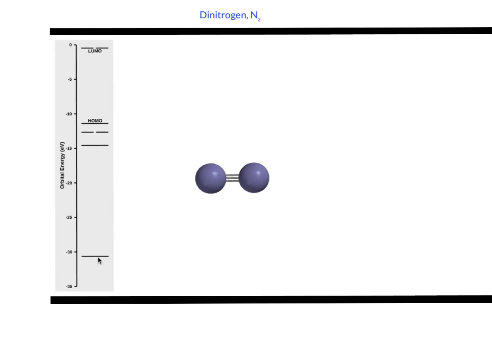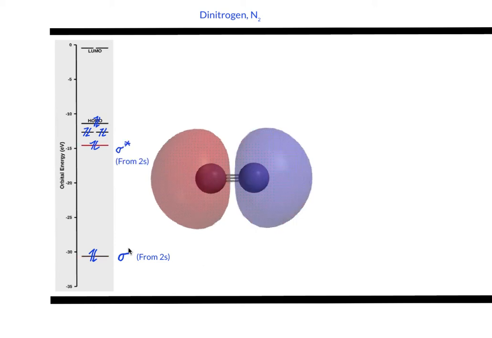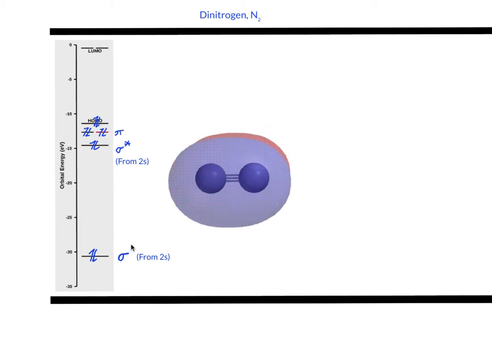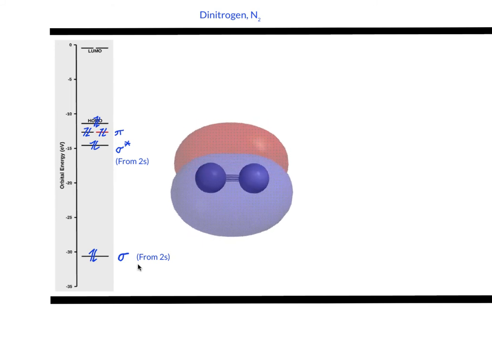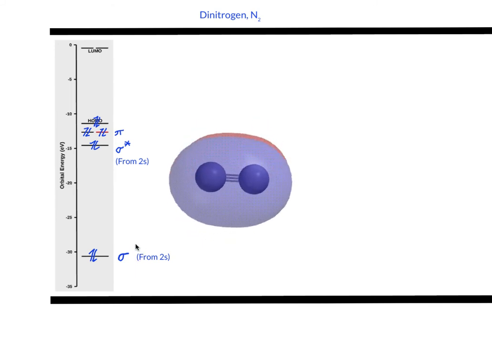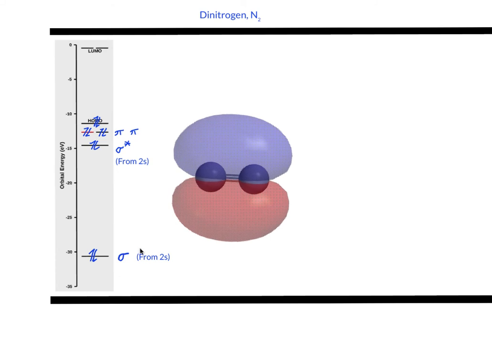This is dinitrogen, N2, and I'll show the orbitals for the valence electrons as calculated by Spartan. This is a sigma molecular orbital, then a sigma star antibonding orbital, and then, in contrast to the textbook, the pi orbitals are the next in energy. They are orthogonal to each other by 90 degrees.